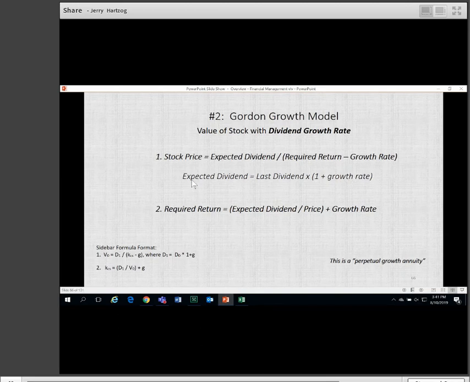There's a second version of this formula. It's actually the same formula. All they did was they took the stock price and moved it from the left-hand side of the equal sign over here to the right. And they took required return and moved it from the right-hand side of the equal sign over here to the left. So that's the same formula, just rearranged. That is, the required return is equal to the expected dividend divided by the price plus the growth rate. Now, back when we were talking about time value of money, we call this a perpetual growth annuity.